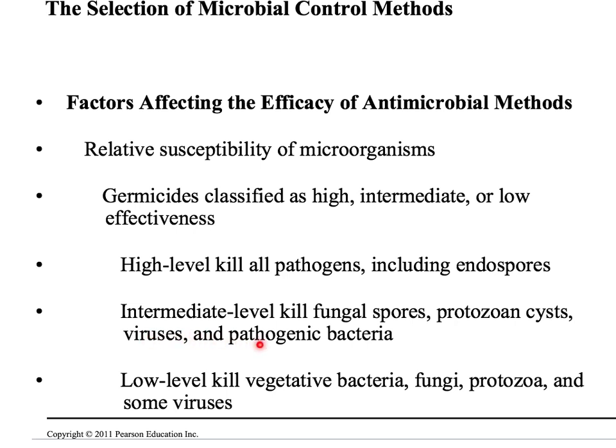Intermediate-level germicides kill fungal spores, protozoan cysts, viruses, and pathogenic bacteria. These are pretty good. These are the better type of disinfectant. Fungal spores and protozoan cysts are sort of like tough fungi and protozoa. It's usually their reproductive form, and it is how they avoid damage, so anything that kills them is going to be pretty nasty. Viruses, and this means all sorts of viruses, both naked and enveloped. And pathogenic bacteria, but not endospores. So active, vegetatively growing pathogenic bacteria.